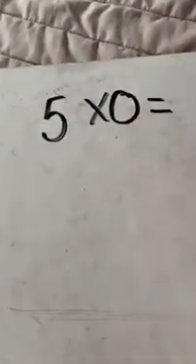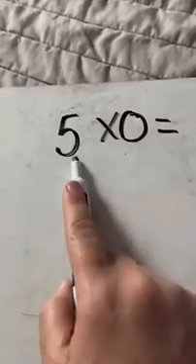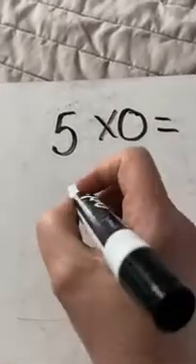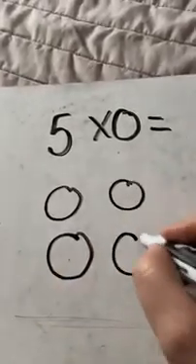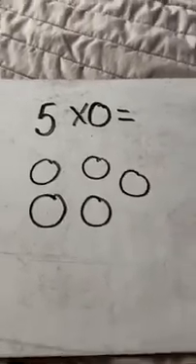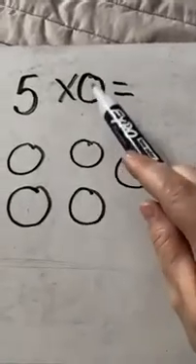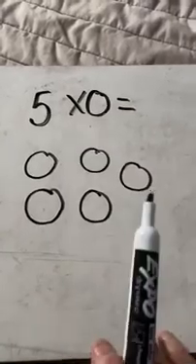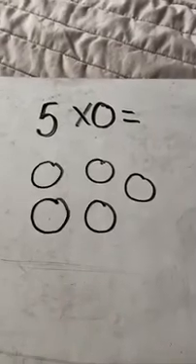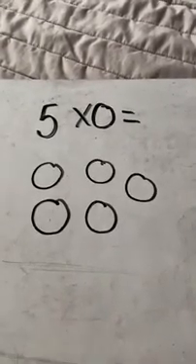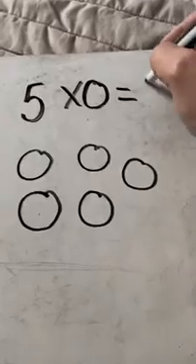So remember, my symbol right here means equal groups. So if I have the number 5 times 0, and I want to find out what it is, how many groups do I have? You're right, I have 5 groups. So I'm going to put 1, 2, 3, 4, and 5. There's my 5 groups. And how many do I have in each group? I have 0 in each group. If I have 5 groups and I don't have anything in them at all, you're right, I have 0.